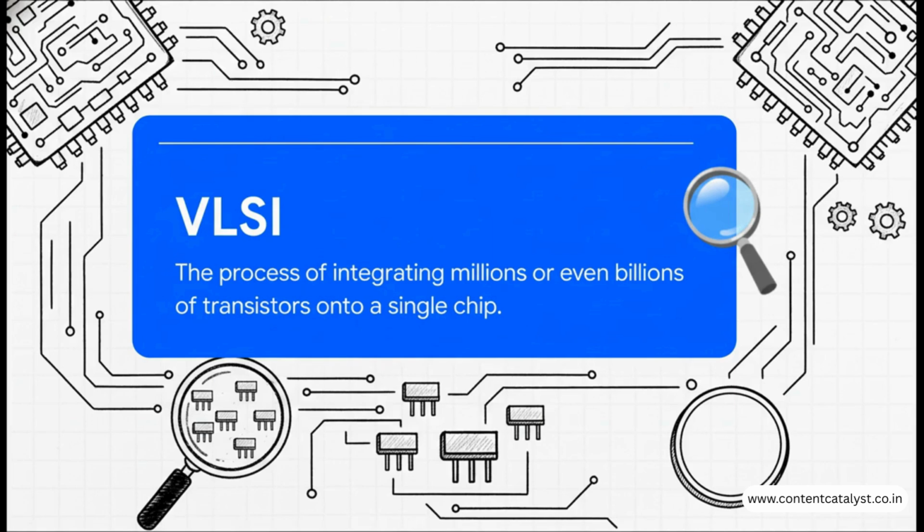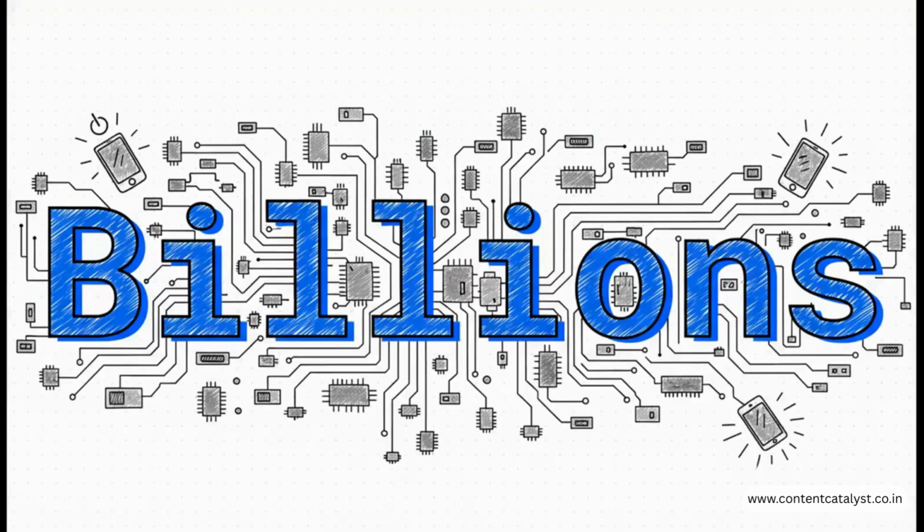Sounds complicated, but here's the deal. It's basically the art and science of cramming a ridiculous number of tiny switches, called transistors, onto one single tiny chip. And these transistors, they are the absolute building blocks of all modern electronics. And when I say a ridiculous number, I'm not kidding. We're talking billions of them. Billions of transistors on a single chip. That insane density is exactly what makes the devices in our pockets so powerful.